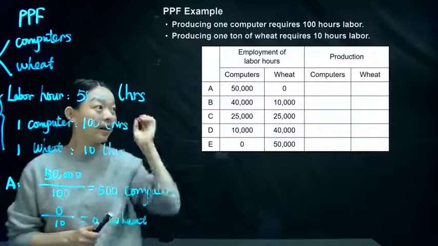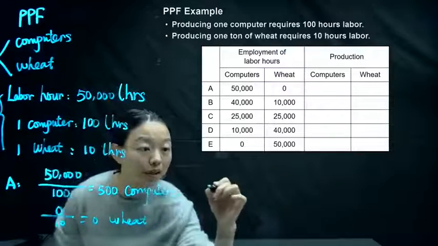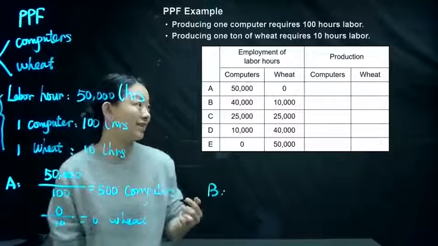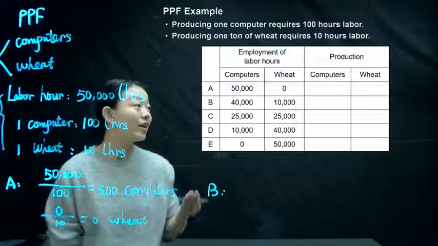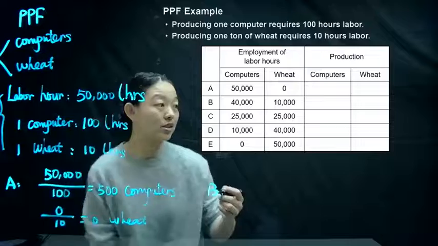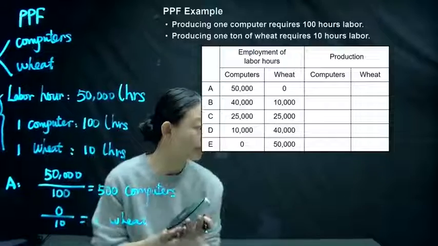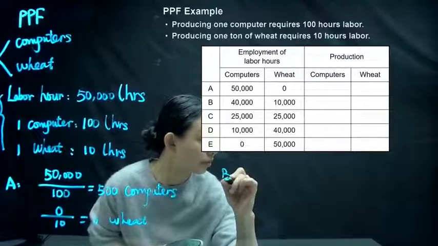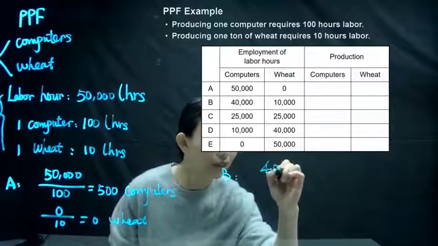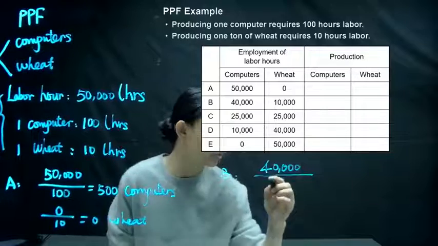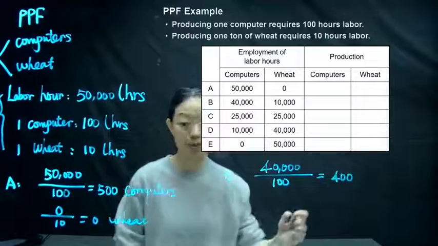And then let's move on to point B. So what will happen at point B? Similar. You can see now we have 40,000 labor hours spent in computer production, and then 10,000 labor hours spent in wheat production. So at point B, we have 40,000 labor hours spent in computer production. Divided by 100, here we will have 400 computers.